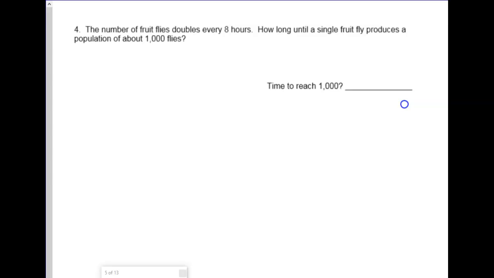Okay. I'm just going to pause and read this question and see if second hour can catch on to this. First hour, we had a good time. The number of fruit flies doubles every 8 hours. How long until a single fruit fly produces a population of about 1,000 flies?